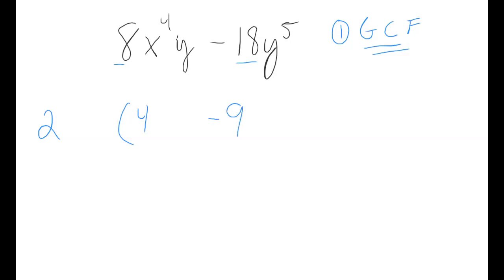Then I look at my variables. The first term has an x. The second term does not, so I can't do anything with the x. But I notice my first term has a y, and my second term also has a y, so I can pull out a y. Well, y divided by y is just 1, so I bring down the x to the 4th, but no y. And then y to the 5th divided by y is y to the 4th. This is going back to the rules of exponents we learned in the beginning. And now I've taken out the greatest common factor. So step 2, I look at my table.